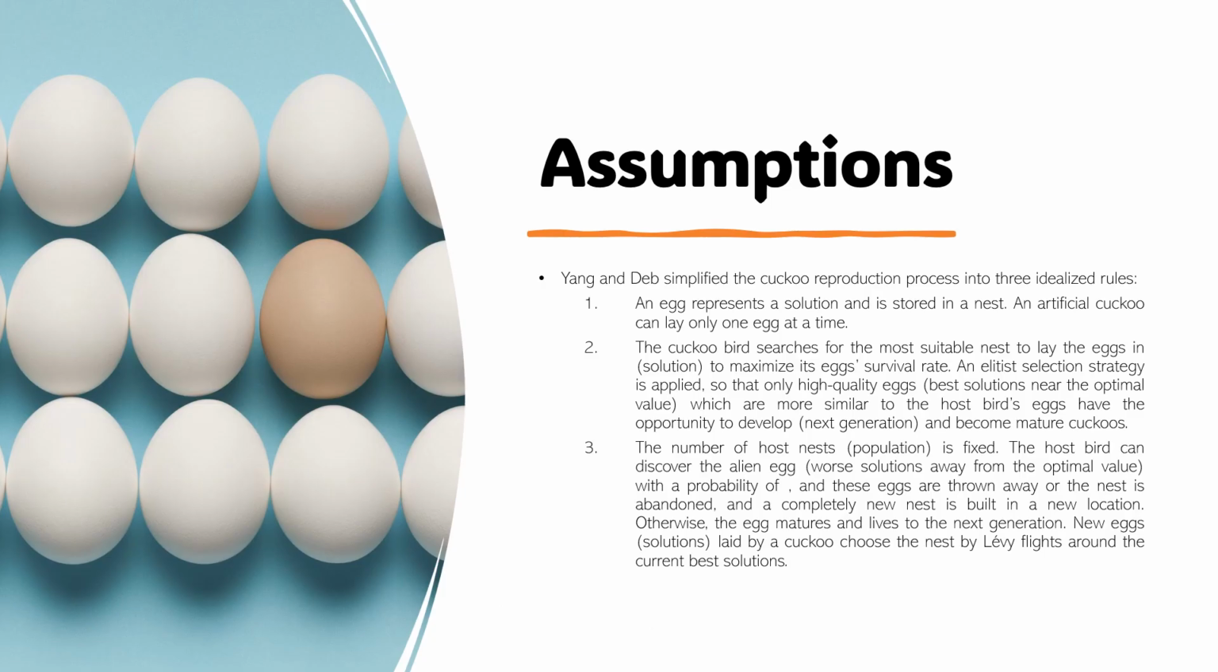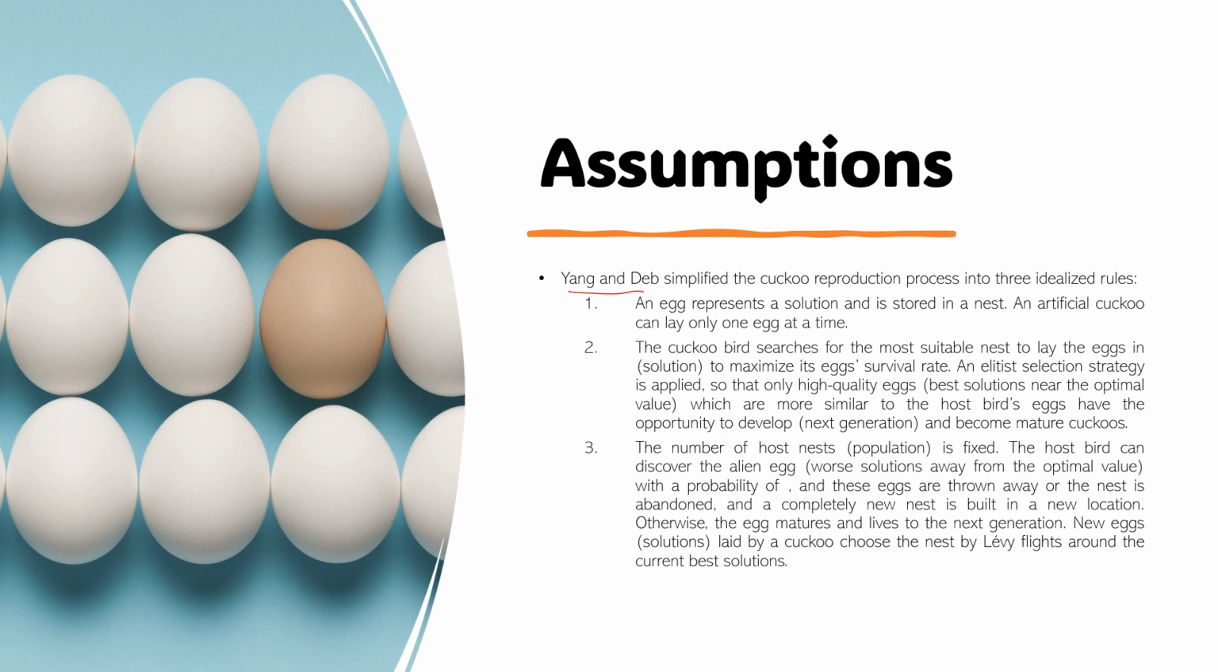So what are the assumptions? Firstly, I want to say that Yang and Deb proposed this algorithm. As I was discussing, only one egg can be laid at a time in one nest, and to maximize the egg survival rate, the cuckoo will always lay its egg in the most suitable nest. The highest quality eggs will be passed on for the host to nurture. That is what the cuckoo follows.